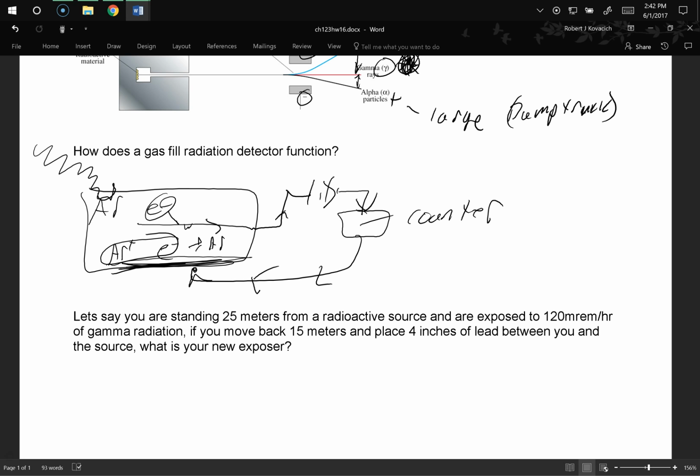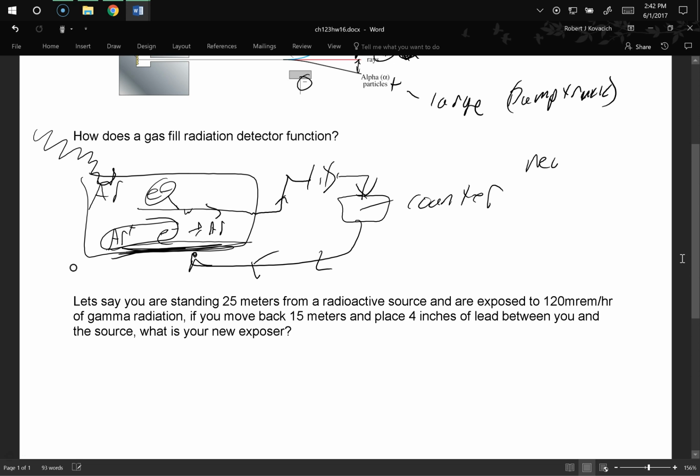What can activate this? Just neutrons and gamma, not alpha or beta particles. They don't make it through the can. The alpha and beta particles got read by the other type of detector we talked about, which was a scintillation detector.